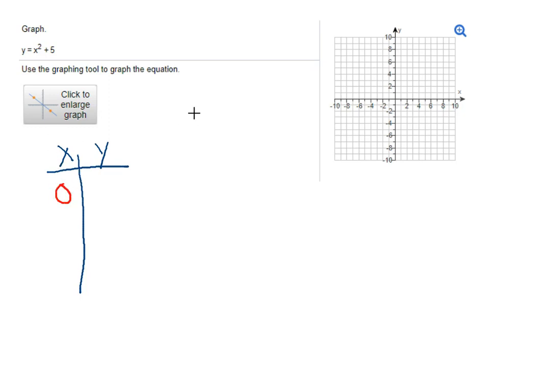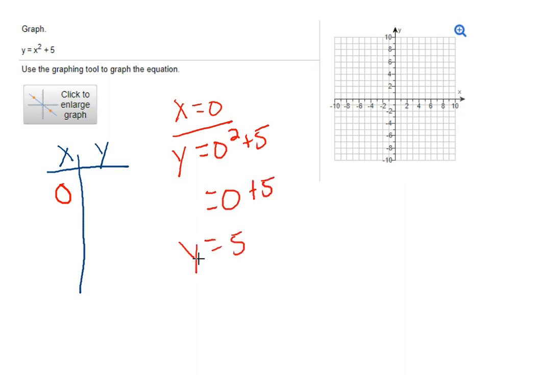So I'll choose 0 for x, and then I'm going to plug that into my equation. So I'll have y equals 0 squared plus 5. And why did I choose 0? I don't want to say it's completely random, but it was just my choice. I could have picked 1, I could have picked -1. I just picked 0 because usually it's pretty easy to work with. So here we get 0 squared, which is 0, plus 5, which gives me y equals 5.